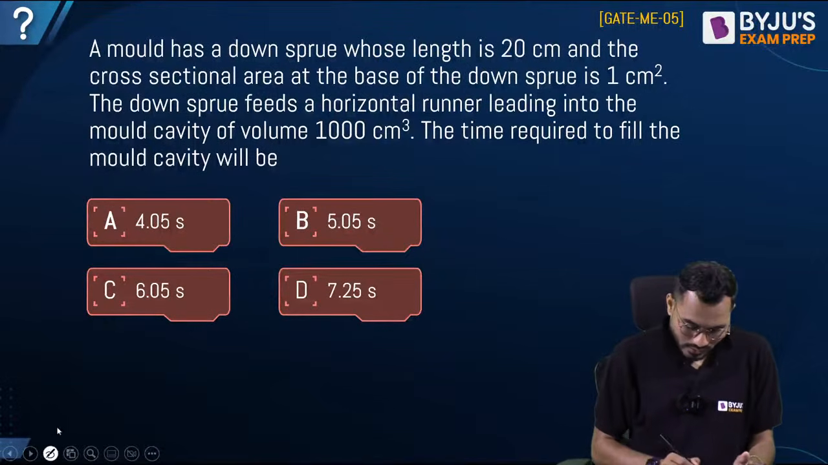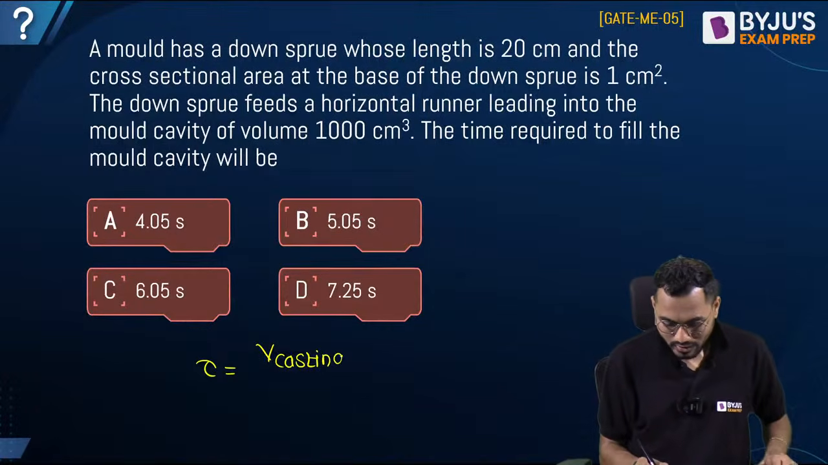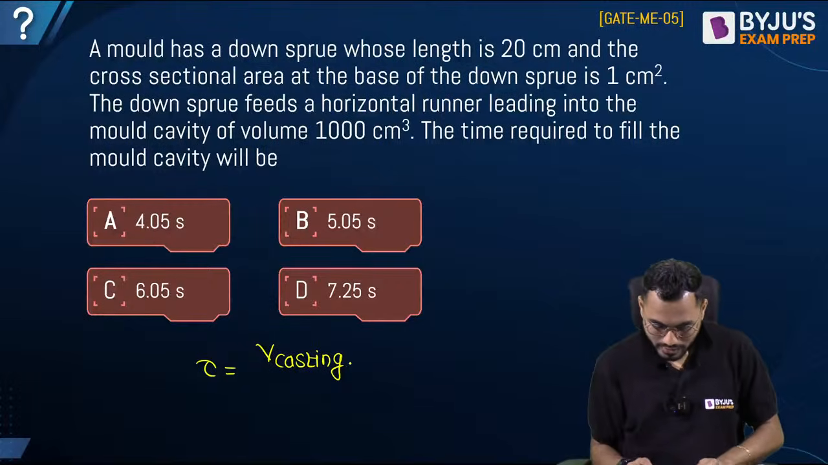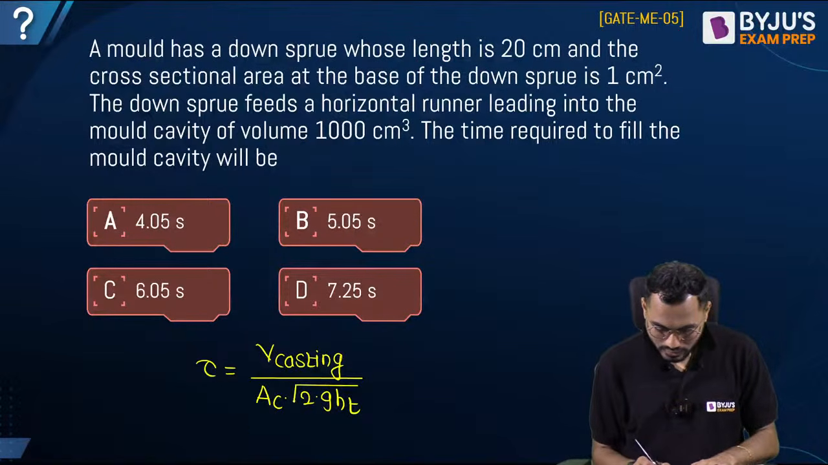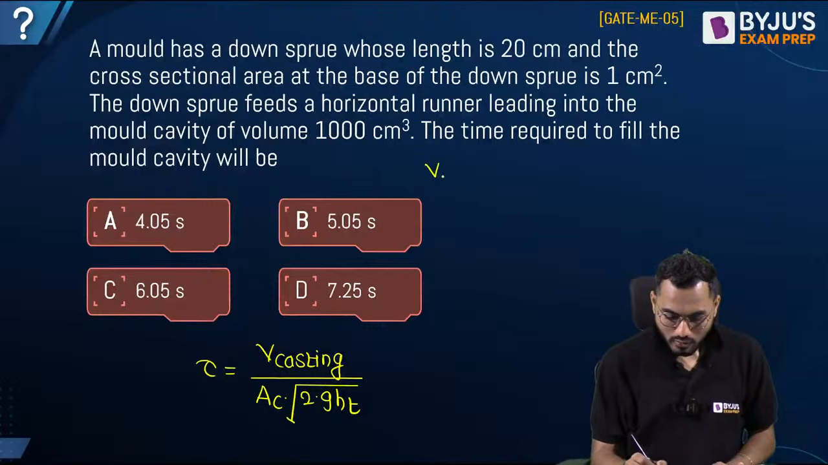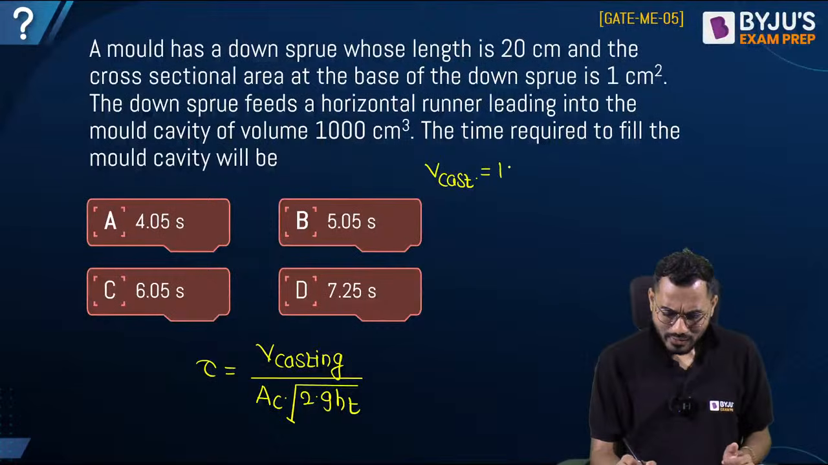Right, fine. So filling time calculation is exactly equal to the volume of casting divided by flow rate. Flow rate will be the choke area multiplied by the velocity of molten metal in the gating system, root of 2 into g into h. Now it was given what the volume of casting is. Volume of casting is directly given, sir: 1000 centimeter cube, nothing to worry.